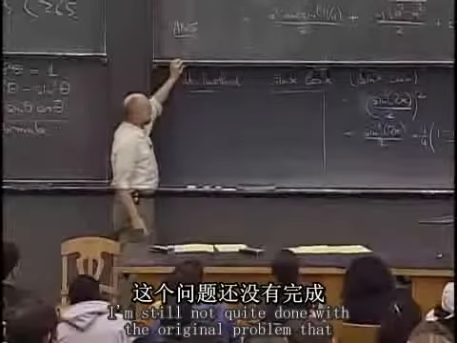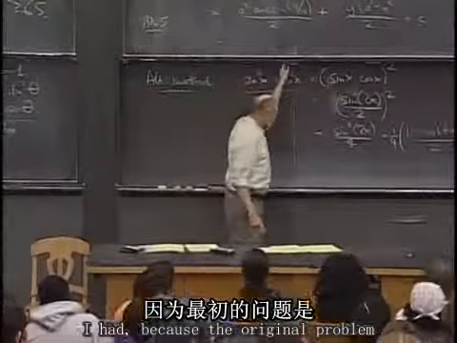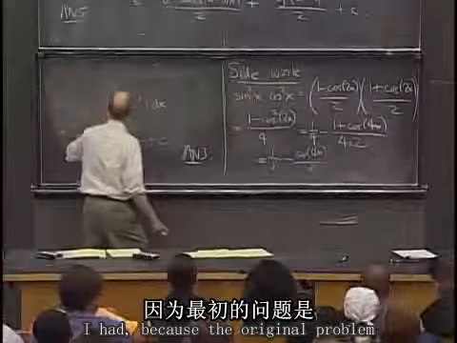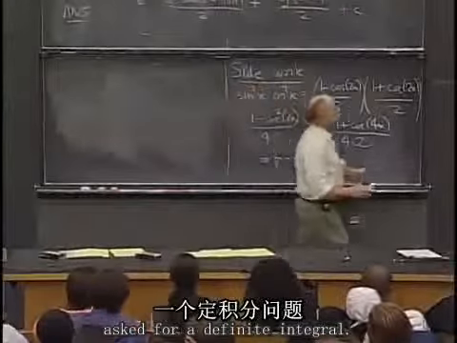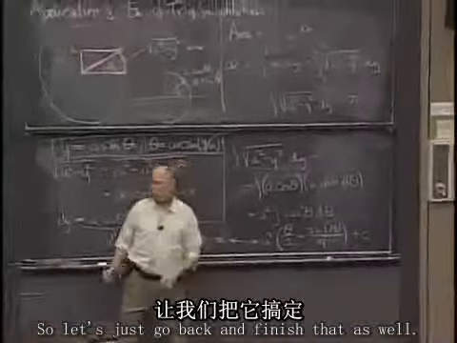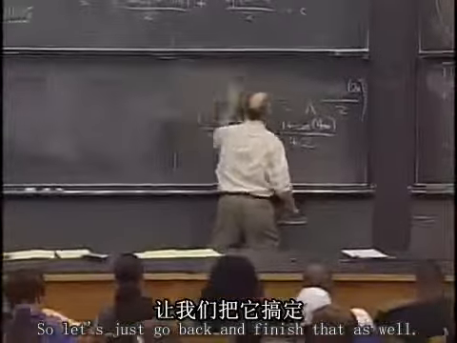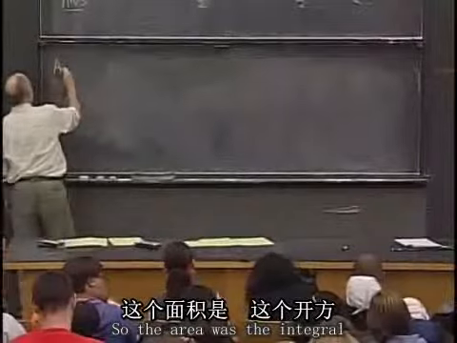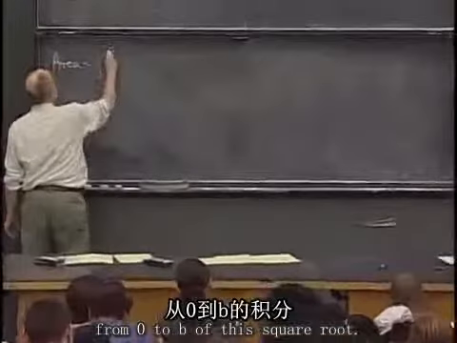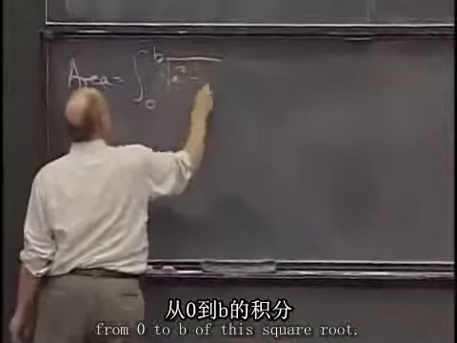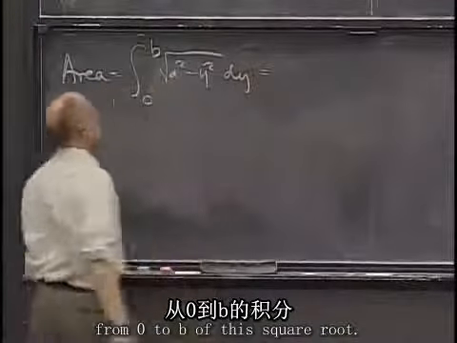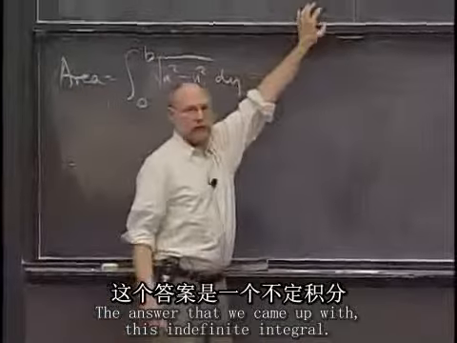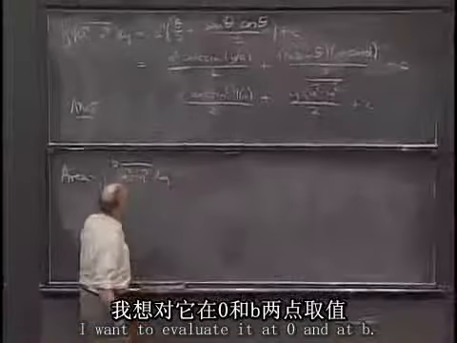I'm still not quite done with the original problem that I had, because the original problem asked for a definite integral. So let's just go back and finish that as well. The area was the integral from 0 to b of this square root. So I just want to evaluate the right-hand side here, the answer that we came up with, this indefinite integral. I want to evaluate it at 0 and at b.